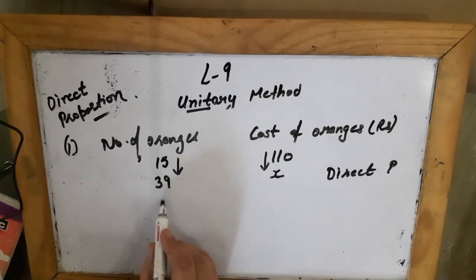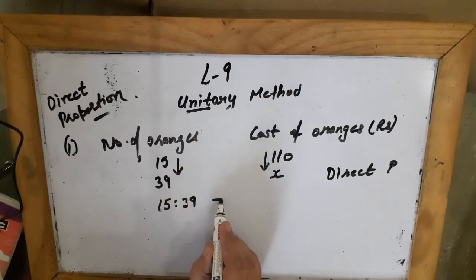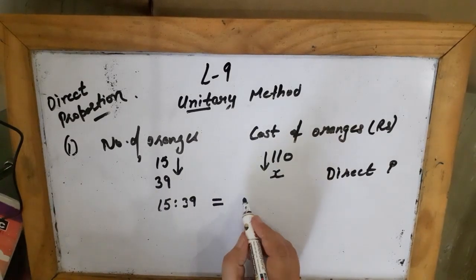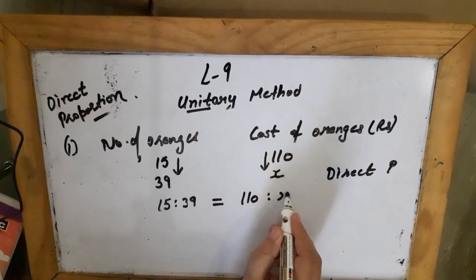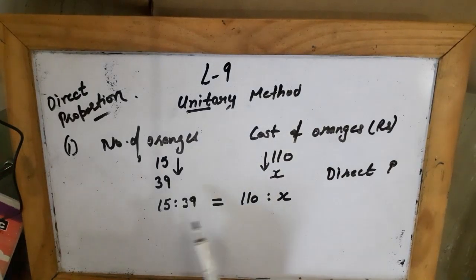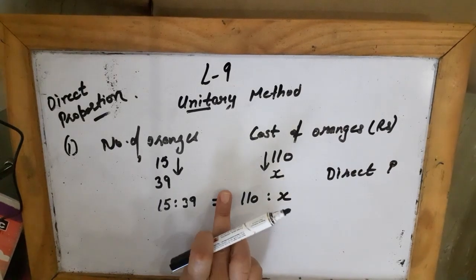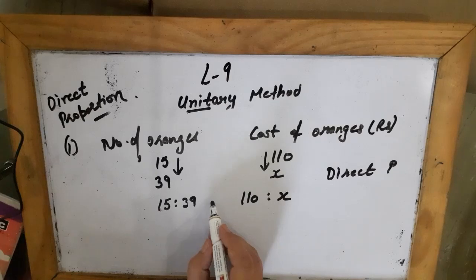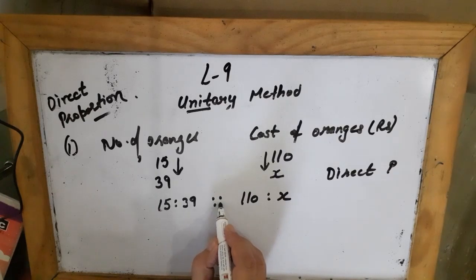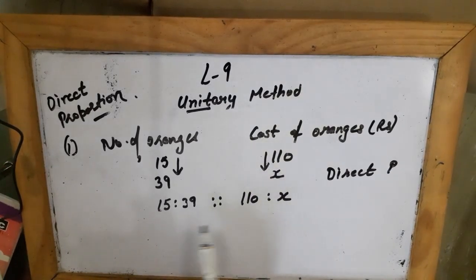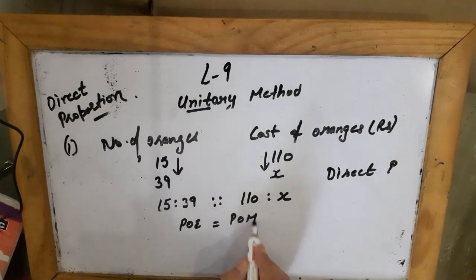So it means when I put them in the ratio form, 15 is to 39 will be equal to the ratio of 110 is to x. So now these two ratios I know will be equal. So I can change the sign of equality into the sign of proportionality. Now how do we solve the problems of proportion? Like I have to find this fourth term. So the rule is product of extremes is equal to product of means.